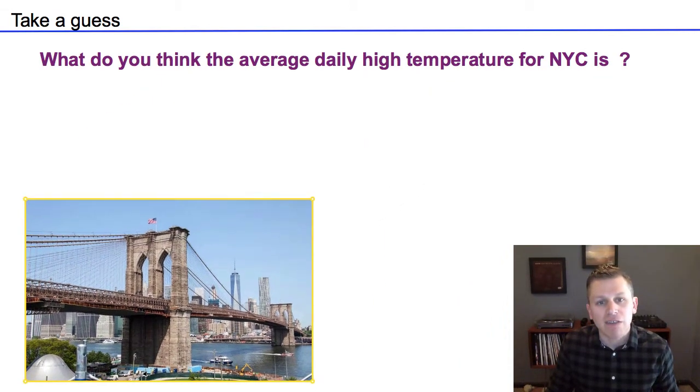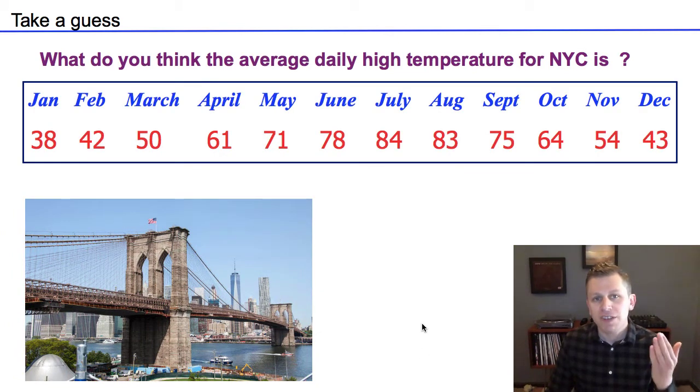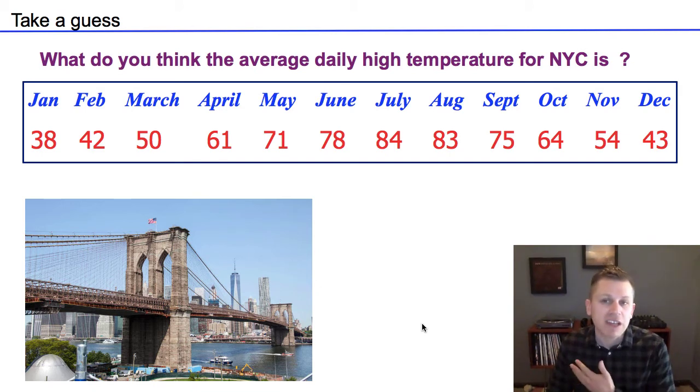So when I looked at the average high temperatures by month, this was what I found. Why don't you take a guess and think, what is the average high temperature for the entire year in New York? I can see in March the average high temperature is 50. In May the average high temperature is 71. But what do you think it is for the entire year?